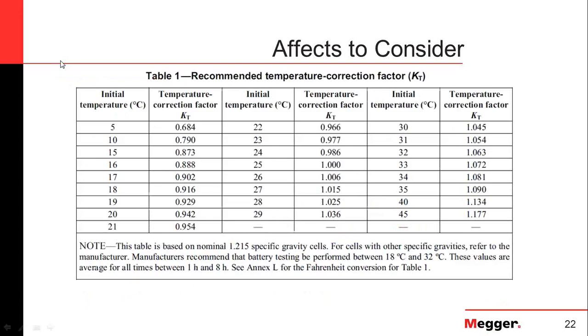These are the values, and you'll notice that at 25 degrees C, obviously my correction value is 1. I don't need to do any temperature correction. So I'll just basically do the time that the battery discharged divided by the time it was specified to discharge. If I go down in temperature, you'll see my temperature corrections are going down, and if I go up in temperature, you see they're going up.